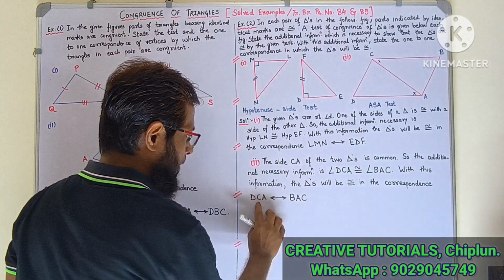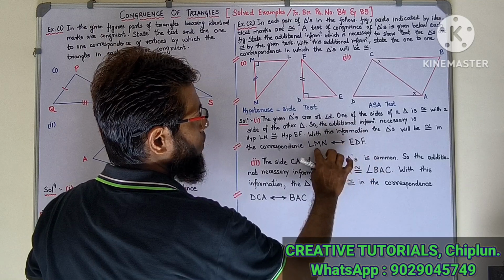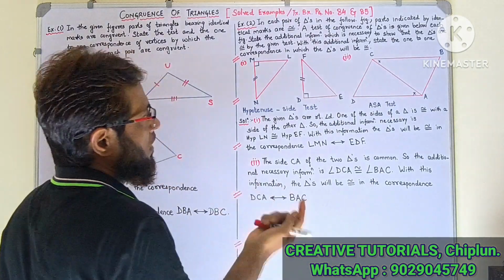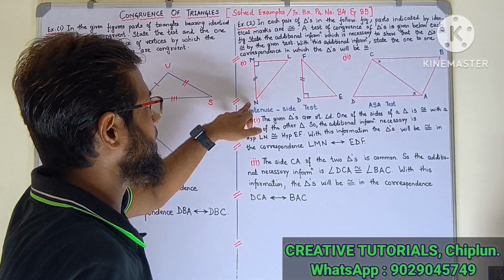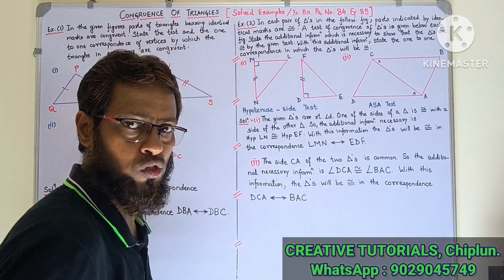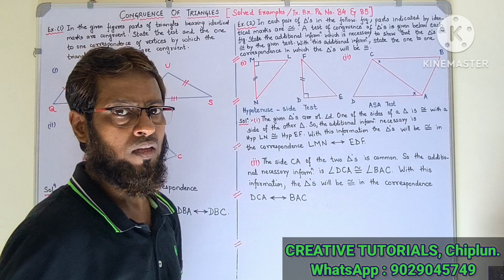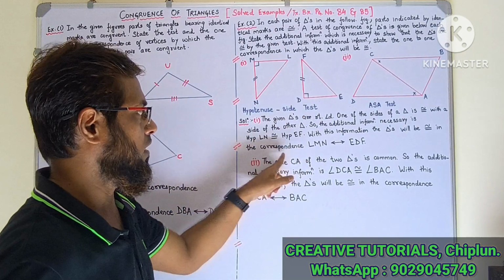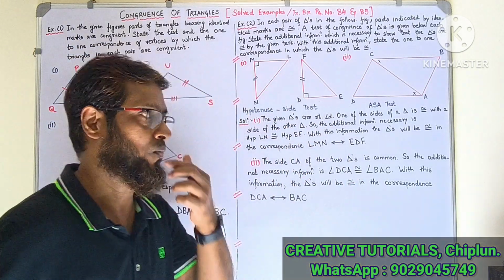So M and D are my second vertices being taken into consideration. The last one left is, of course, N and F. So vertex N of this triangle and vertex F of this triangle will get superimposed. With that one-to-one correspondence, these two triangles are congruent. So this is the additional information which is required, and this is the correspondence with which these two triangles can be proved congruent to each other.